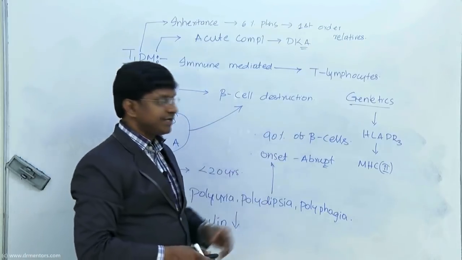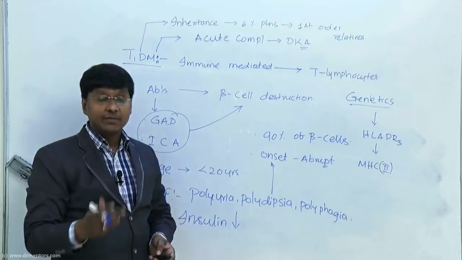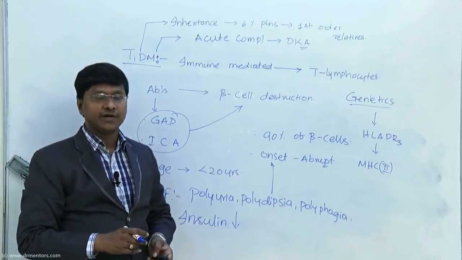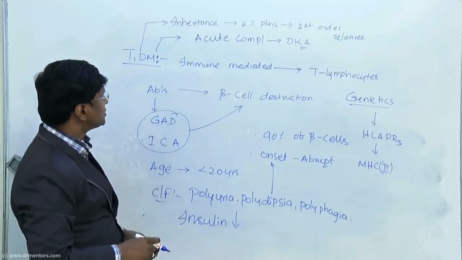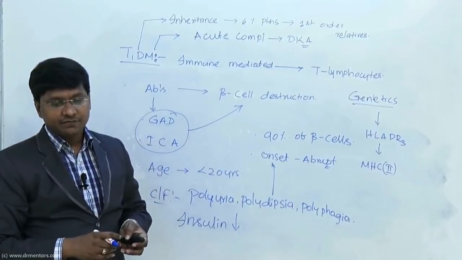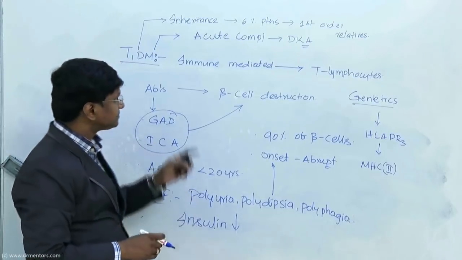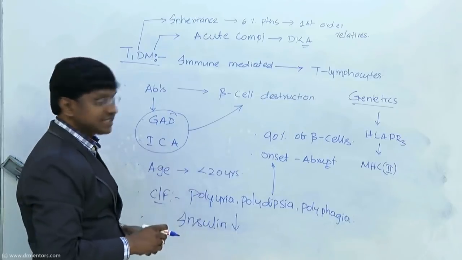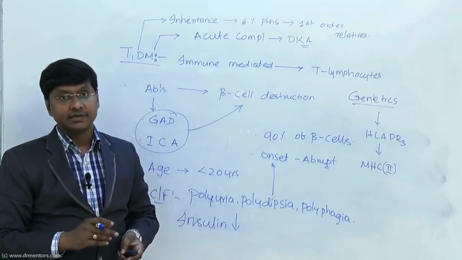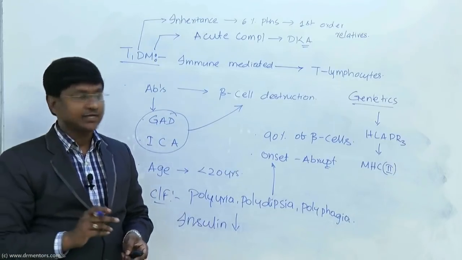And if you take the genetics, those patients who are having HLA-DR3 will develop type 1 diabetes mellitus, and this HLA-DR3 will code for class 2 MHC locus. If you take the inheritance, it is only 6% of children with first order relatives with type 1 diabetes mellitus who will develop this particular disease. The complications we have already discussed, that is diabetic ketoacidosis.